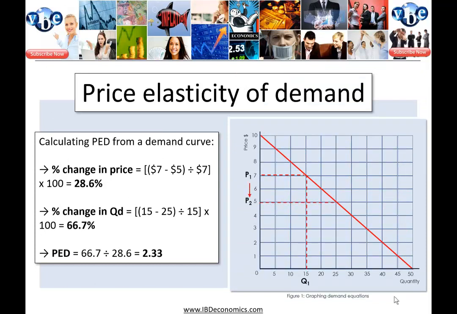So if that information is provided on the demand curve, we can simply pull that information off. We've got P1 and Q1, their original price and original quantity demanded, and the price falls to P2 and quantity demanded increases to Q2. So we can simply read that information off the demand curve and then plug that into what we already know. Working out the percentage change in price, percentage change in quantity demanded, and then simply plugging those two percentages into our price elasticity of demand formula to get a coefficient. And working through that here, we get 2.33, a PED coefficient of 2.33.